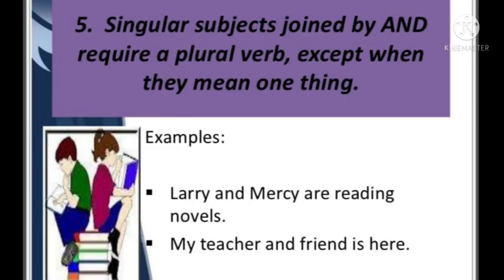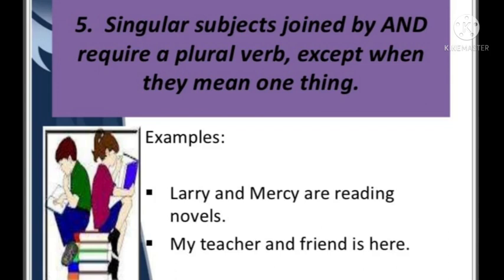Singular subjects joined by and require a plural verb except when they mean one thing. You know that and is again a conjunction. So when we are using and, if we are particularizing singular subjects, it needs a plural verb. But if we are mentioning a single thing, it needs a singular verb. You can see the example here.